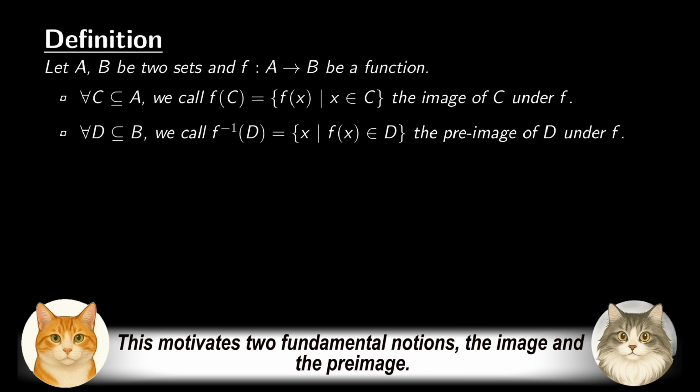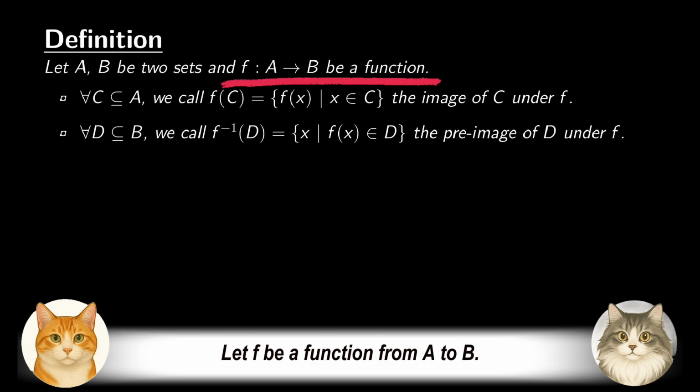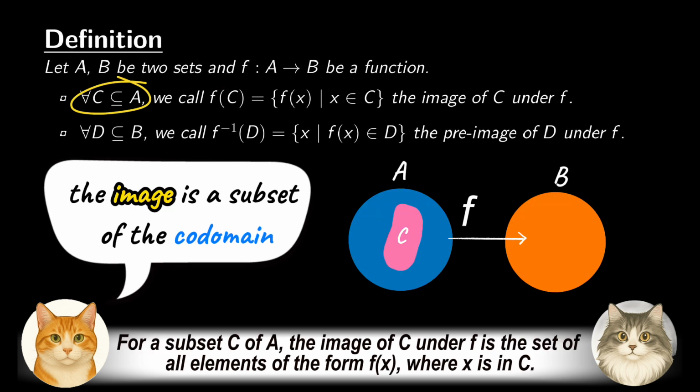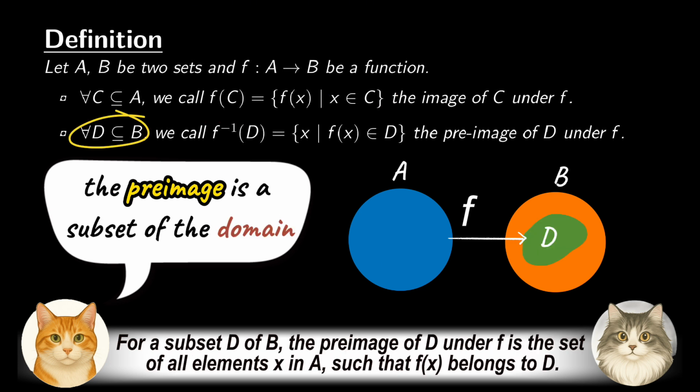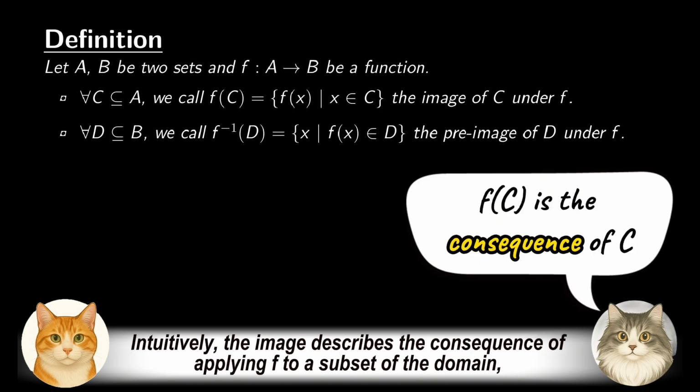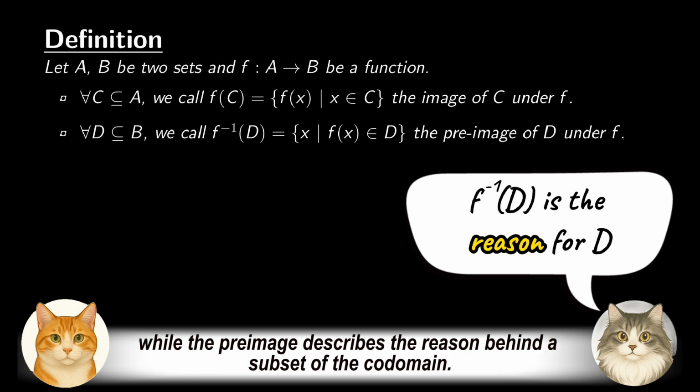This motivates two fundamental notions, the image and the preimage. Let f be a function from A to B. For a subset C of A, the image of C under f is the set of all elements of the form f(x), where x is in C. For a subset D of B, the preimage of D under f is the set of all elements x in A such that f(x) belongs to D. Intuitively, the image describes the consequence of applying f to a subset of the domain, while the preimage describes the reason behind a subset of the codomain.